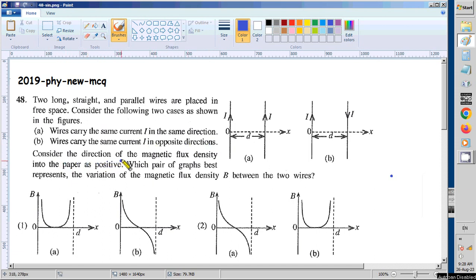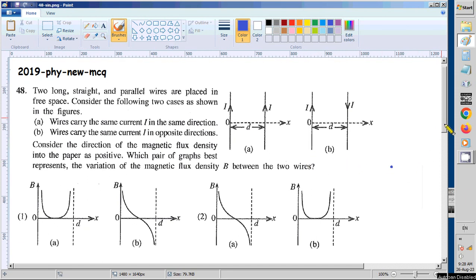Consider the direction of the magnetic flux density into the paper as positive. Which pair of graphs best represents the variation of the magnetic flux density B between the two wires? Let us try to solve this problem, children.